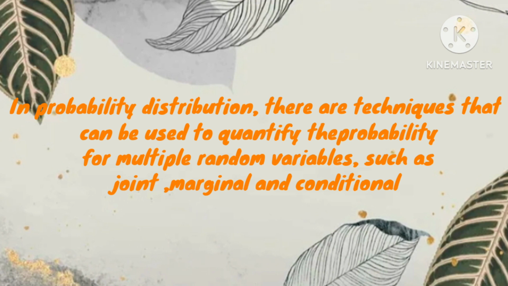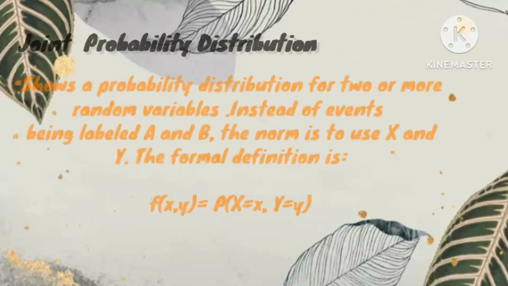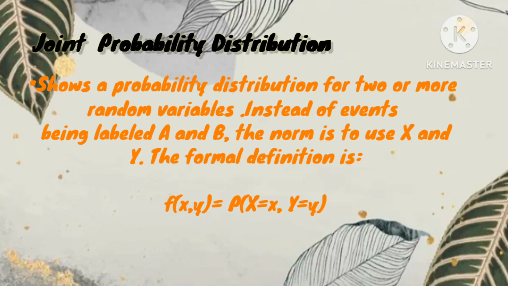There are specific techniques that can be used to quantify the probability for multiple random variables, such as the joint, marginal, and conditional. These techniques definitely provide the basis for a probabilistic understanding of fitting a predictive model to data. Let me introduce first the joint probability distribution.